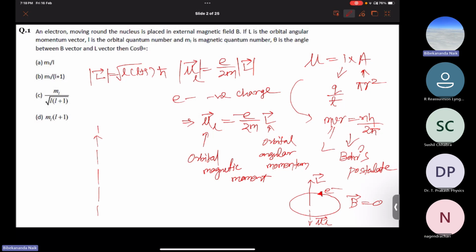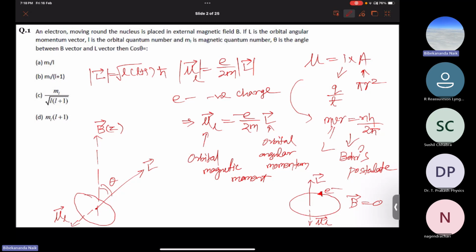Okay, so suppose there is a magnetic field which is acting along the z direction, and the electron is revolving in an orbit. Suppose this is the motion of the electron, and this is the center of the orbit. Let this be the L vector, and the angle between the magnetic field and the angular momentum vector is theta. Since it is an electron, its magnetic moment will be acting in the opposite direction to that of L.